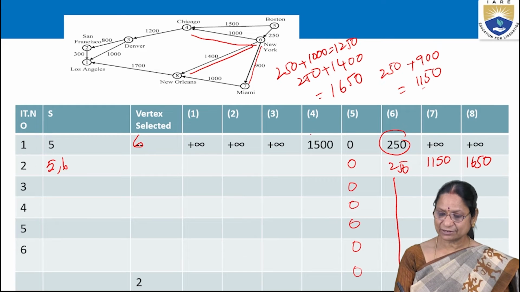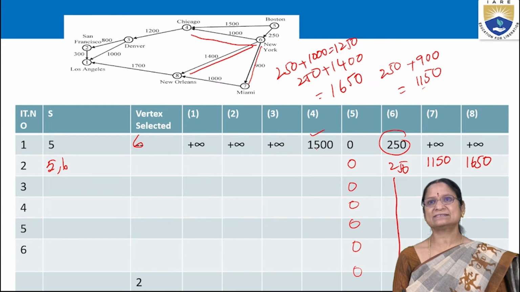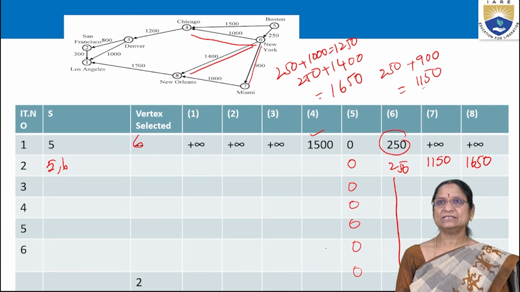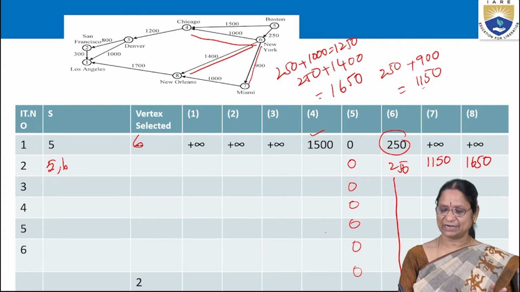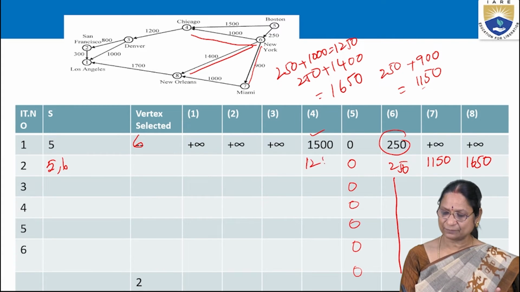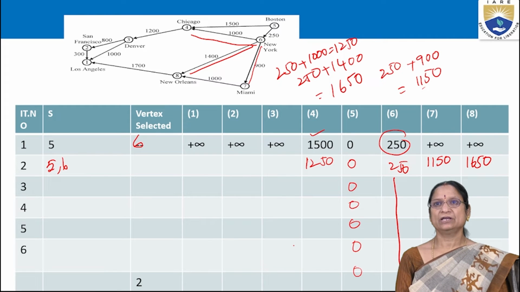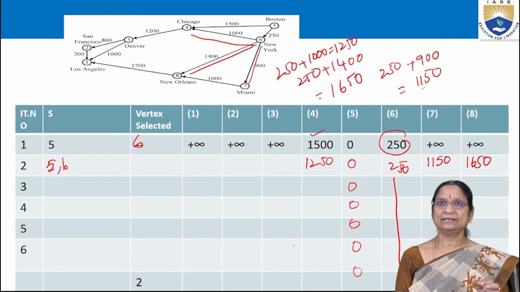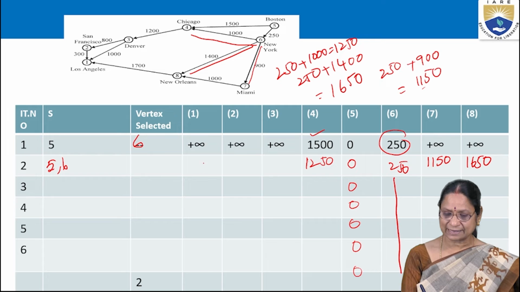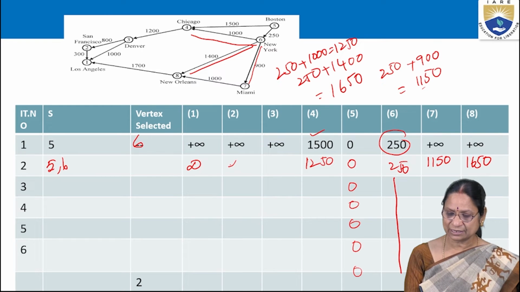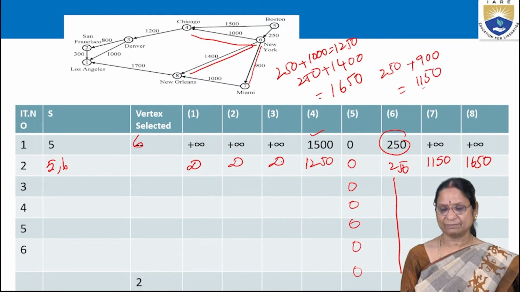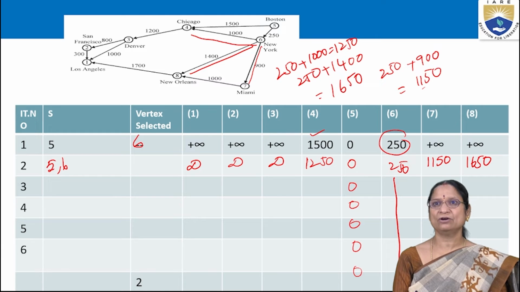What is the reachability cost of 4 previously? 1500. This 1250 is less than 1500, so this can be updated. And the remaining edges remain as they are. That is the next iteration. The remaining vertices are having infinity. Only these, using the relaxation rule, are considerable by us.